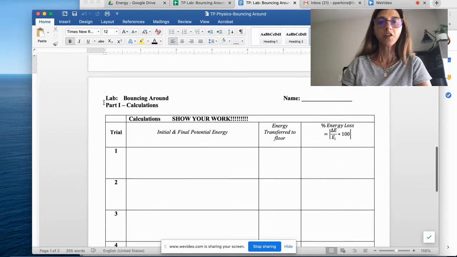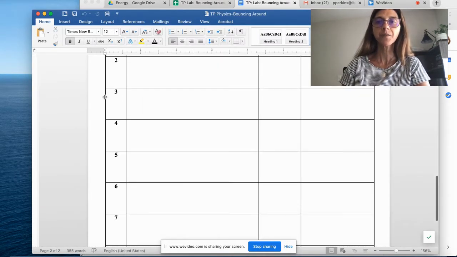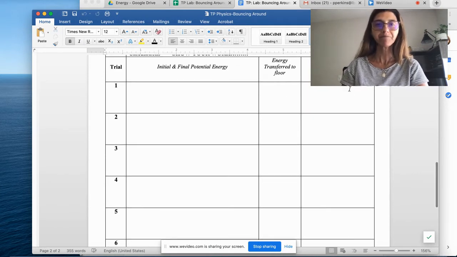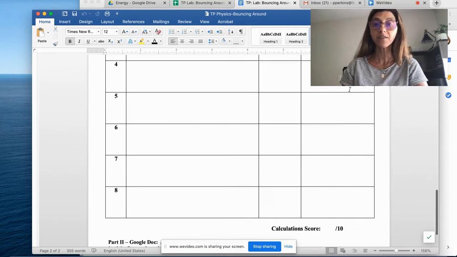The second page of this document, you have a calculations page where you will calculate the initial and final potential energy, the energy transferred to the floor, and the percent of the energy lost, which is the change in the energy over the initial energy times 100. Remember to take the absolute value and make each number positive. Again, this is the change in your energy from start to finish divided by the initial energy you had times 100. You will do those calculations for all 8 of those trials.